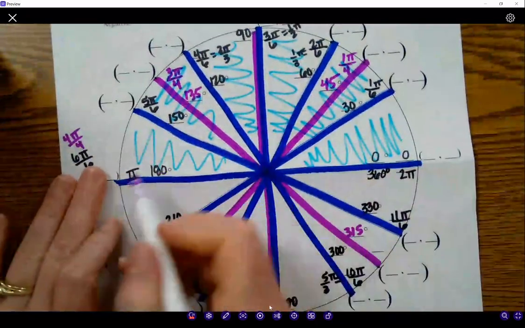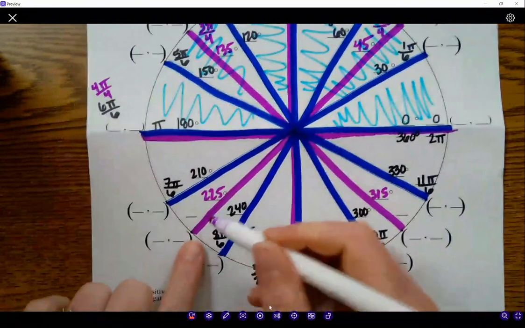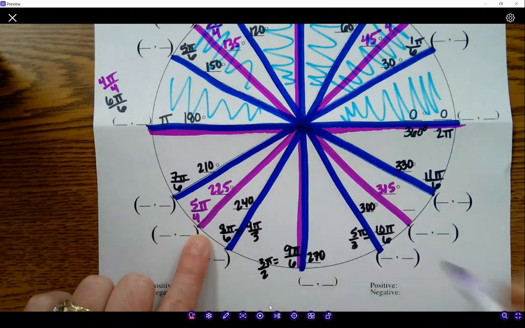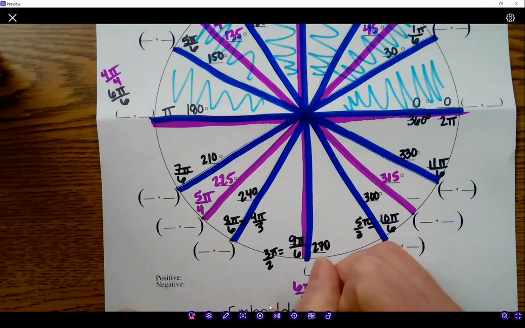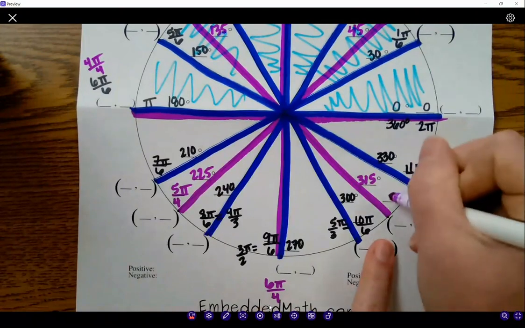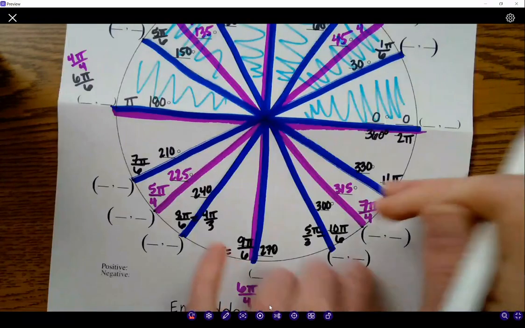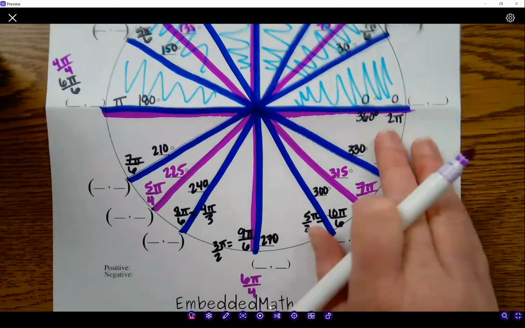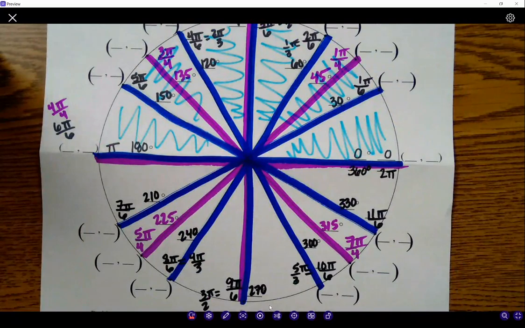Should have probably highlighted my x-axis too. This would be 5 pi over 4. This is 6 pi over 4. And this right here is 7 pi over 4. To finish the circle, we would be at 8 pi over 4, and 8 divided by 4 is 2. We already have that annotated. So we have the majority of our values of our unit circle filled out.